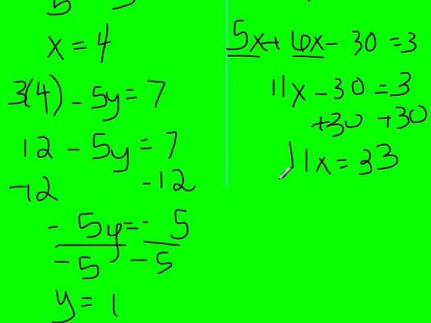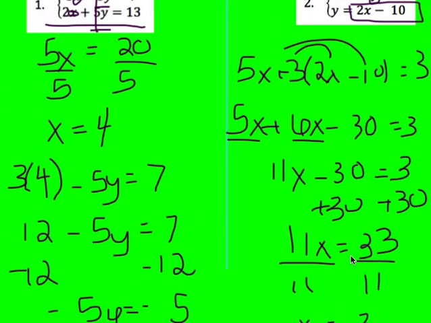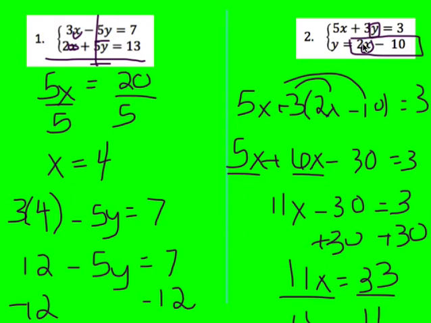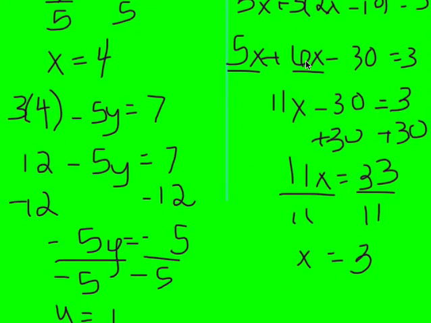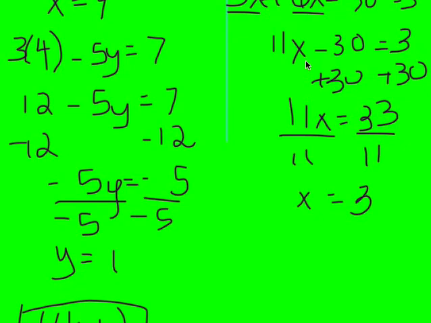Then that 11 is being multiplied by the x. So I'm going to divide both sides by 11. And I get that x is equal to 3. So now that I know that x is equal to 3, I can plug it into either one of these equations. Well, I'm going to plug it into the second one because that's already solved for y. So to me that makes it a little bit easier.